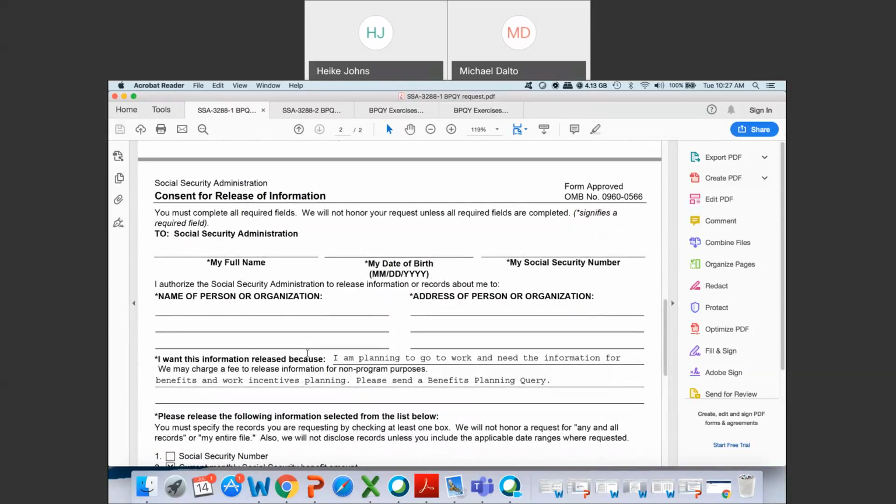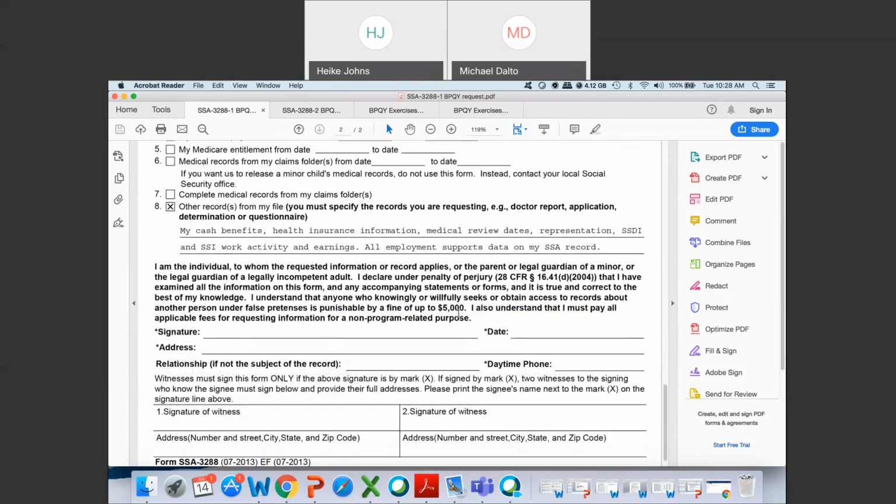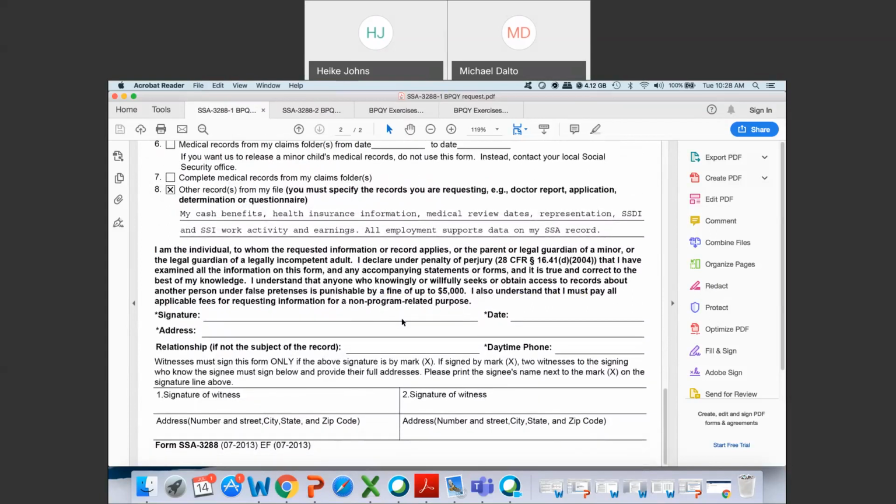What you would do with this form is fill in the individual's name under my full name, their date of birth under my date of birth, and my Social Security number. Put their Social Security number. You'll enter the name of the person or organization, that would be you, who is requesting it, and the address of you or the organization who's making the request. And at the bottom of the form, the individual signs on the signature line, you enter the date, enter their home address, and their telephone number, their daytime phone number.